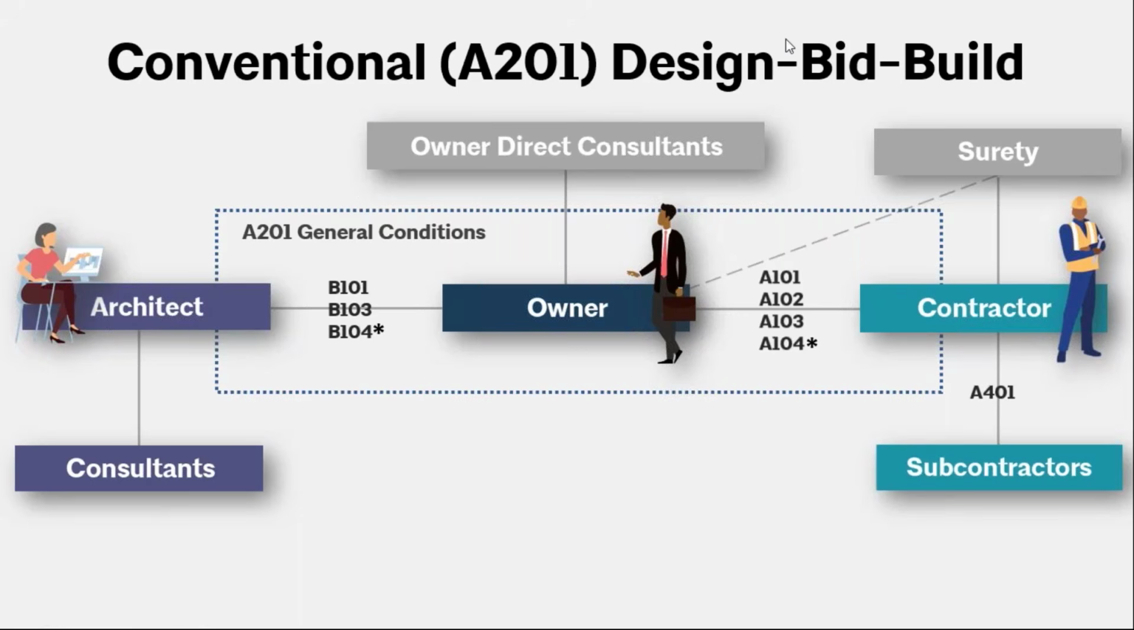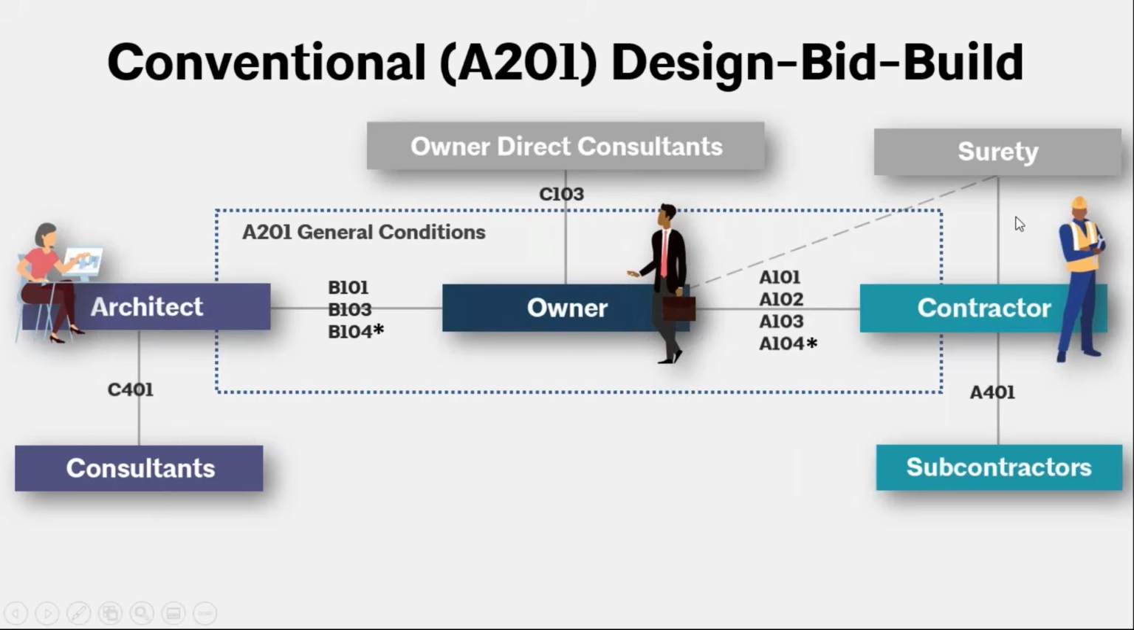And the owner and the architect may also hire consultants. So for example, when the architect goes to hire a consultant, we have an agreement for that. That is your C401. And then the owner might also use that C103 owner consultants agreement to hire any direct consultants. So there you have the different parties and just a visual representation of that conventional design, bid, build family, and the key documents that are involved.